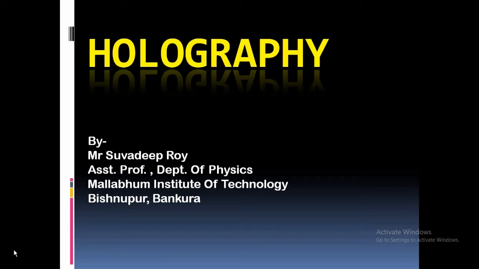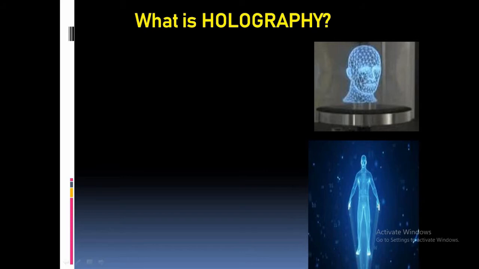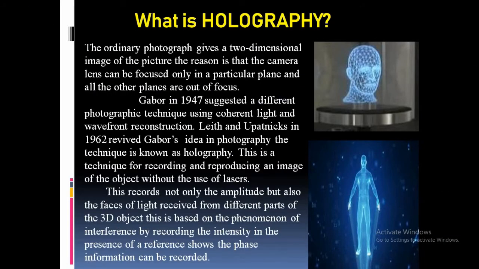Today I am going to give a brief overview of a very new optical technique, holography. What is holography? Actually, ordinary photography is the 2D version of any object. In ordinary photography, only the information about the amplitude of incoming light waves is recorded on the photographic film. But in holography, the 3D version of the object is created on the photographic film.